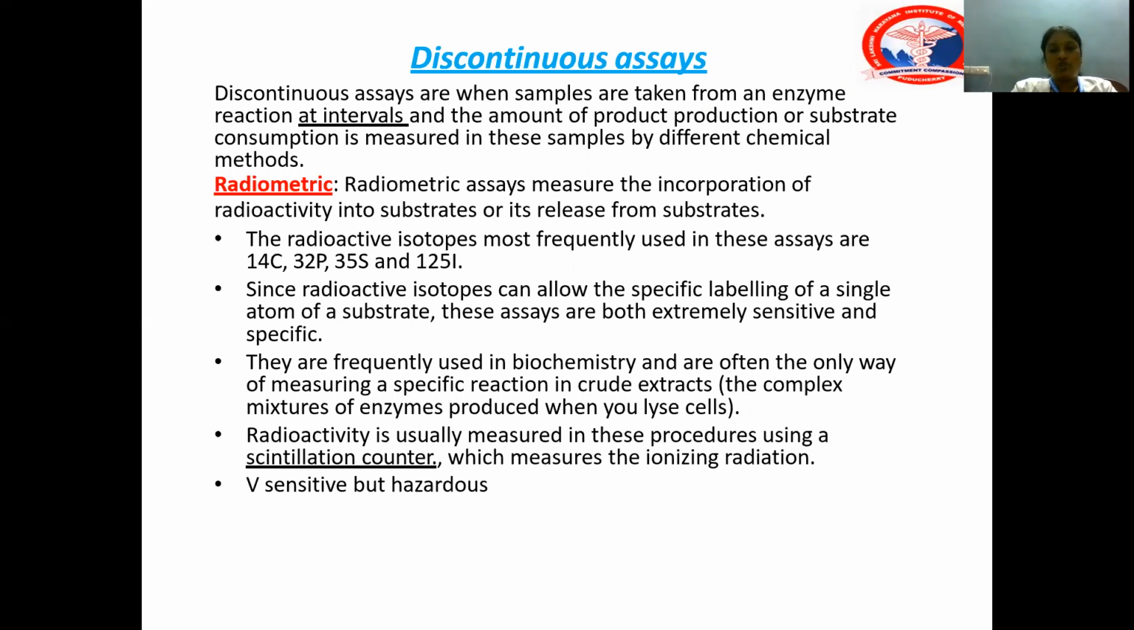The radioactive isotopes which are most frequently used in these assays are C14, P32, S35, and iodine 125. Radioactive isotopes allow the specific labeling of a single atom of the substrate. That is, if the substrate has many atoms, we can radiolabel only the carbon atom. Since it can specifically label a single atom, these are very sensitive and specific.